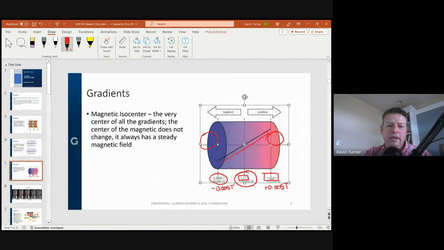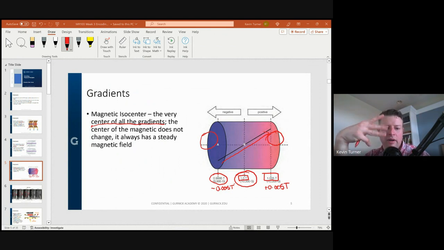So magnetic isocenter is the very center of all the gradients. We're going to see in a minute that there are three different gradients inside the MRI machine. Also note that when you turn off the gradient, all of the protons go back to the precessional frequency of the main magnetic field. So we turn on a gradient, the strength changes, we change the magnetic force across the patient, we change precessional frequency across the patient. We turn the gradient off, and all the protons are once again affected only by the main magnetic field, so they return to their original precessional frequency.